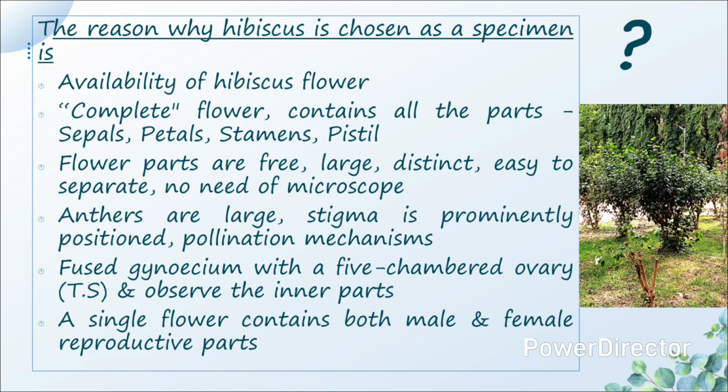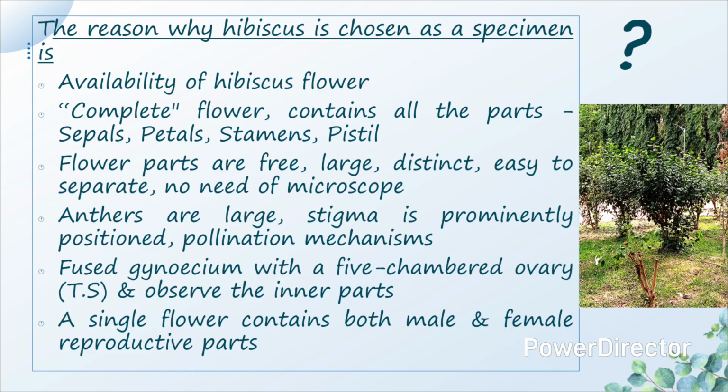The anthers are large and the stigma is prominently positioned, making the study of pollination mechanisms easy. It has a fused gynoecium with a five-chambered ovary that is easy to cut into transverse section and observe the inner parts clearly. A single flower contains both male and female reproductive parts, allowing students to learn both the parts in a single flower.